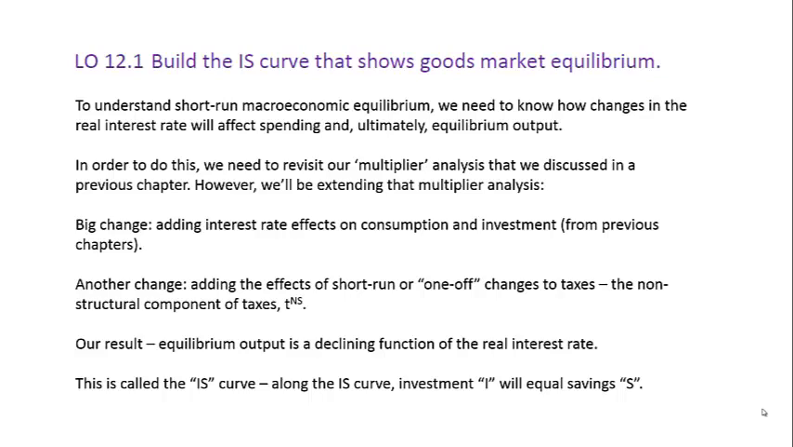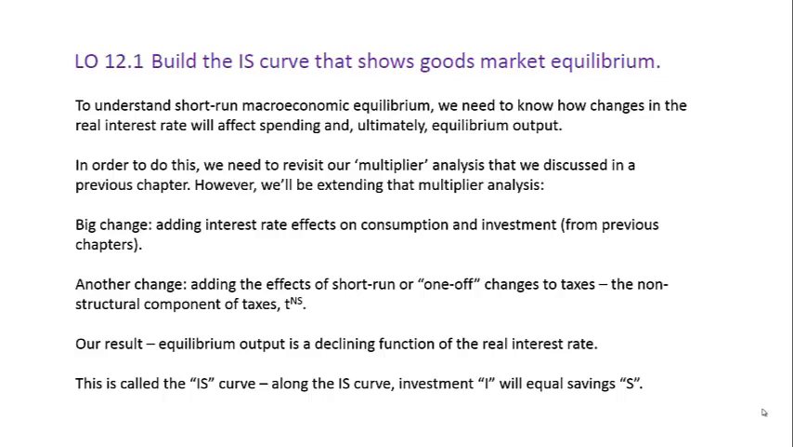In order to understand the macroeconomic equilibrium, we need to know how changes in the real interest rate will affect spending and ultimately equilibrium output. In order to do this, we're going to have to revisit our multiplier analysis that we discussed in a previous chapter. We'll be extending that multiplier analysis. Now, there's a couple of changes here. The big change is that we're going to be adding interest rate effects to both consumption and investment. We had discussed them in previous chapters, but in our multiplier analysis, we omitted them. For simplicity, we're putting them back in.